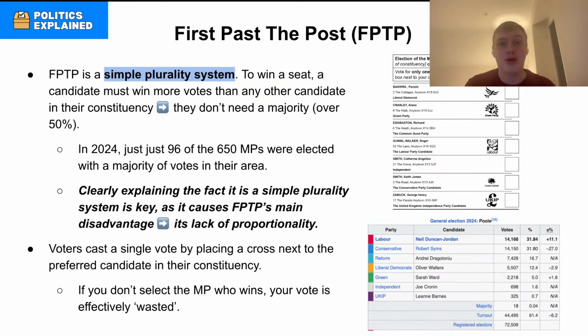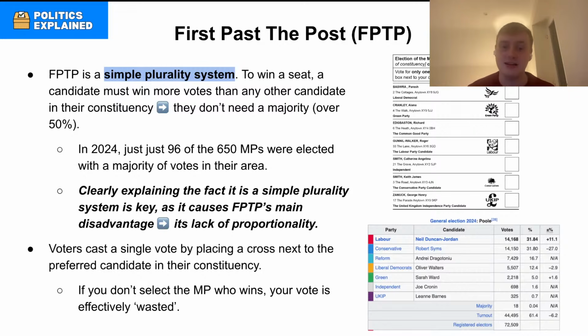And it's a simple plurality system because if you win 6 votes and everyone else wins 5 votes, simply you win and you get that seat. It's not split up at all. And in fact, this is really clear. In 2024, in the election, just 96 MPs were elected with a majority of votes in their area. So this really has an impact. Most MPs don't have majority support within their constituency. We'll bring that in later on, effectively.